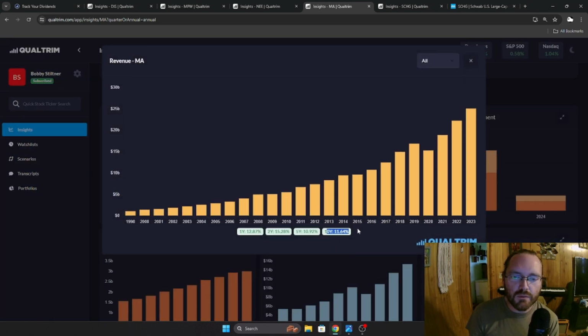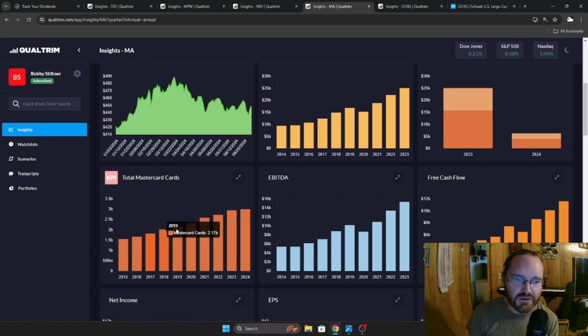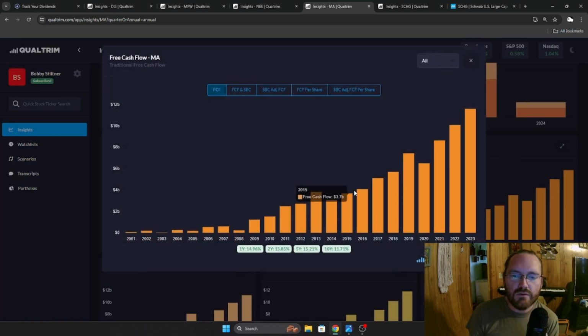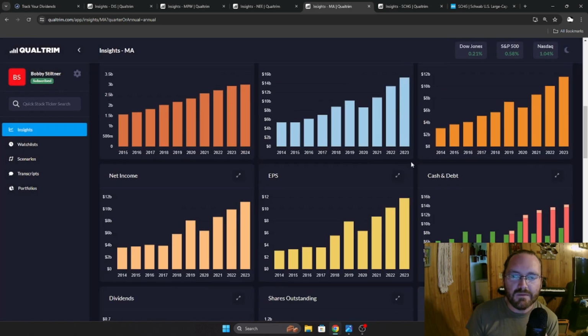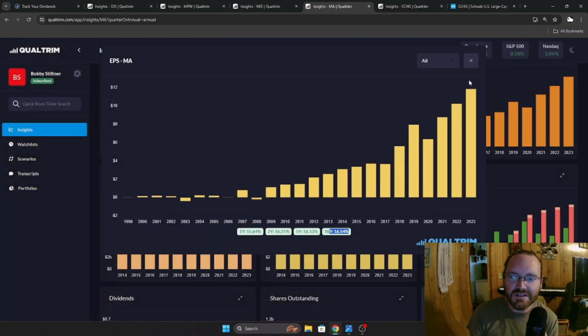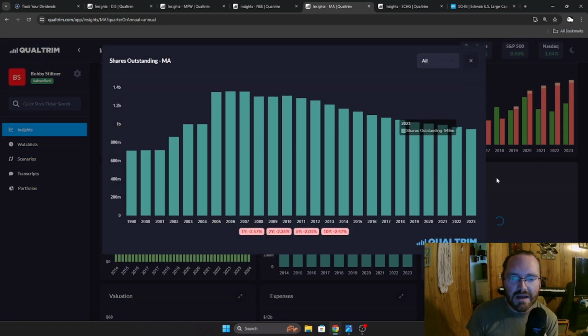Revenue, 11.64% over the last 10 years. We've got total MasterCards out there increasing year over year. Free cash flow, 11.71% over the last 10 years. Absolutely beautiful. EPS, 16.54% over the last 10 years. They are aggressively buying back shares. Share count's been decreasing right at 2.5% over the last 10 years.